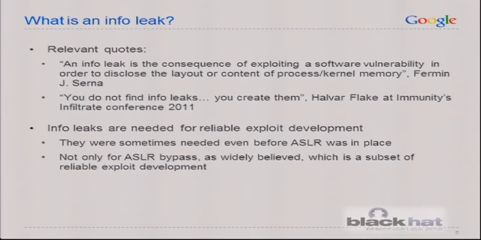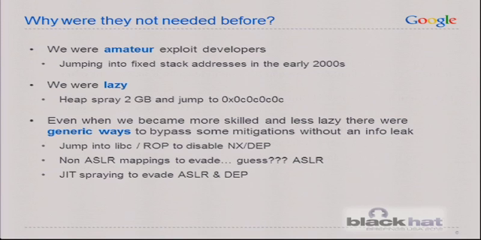Because back in the days when ASLR was not present, info leaks were used for reliable exploitation, for locating your shellcode or something like that. Why were they not needed before? Because back in the 2000s, we were amateur exploit developers who were jumping into fixed addresses in the stack. Who remembers the getsp C snippet of code, which got the stack pointer and you used that remotely? If I did it right now, I would probably chuckle.